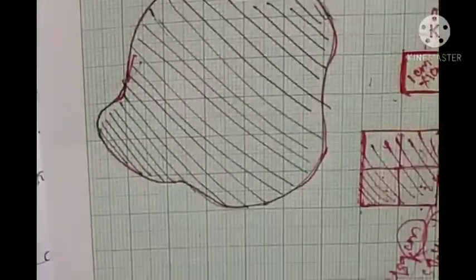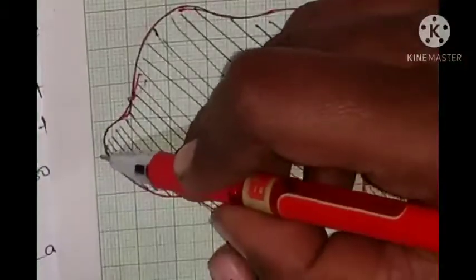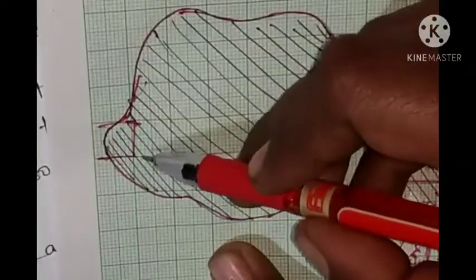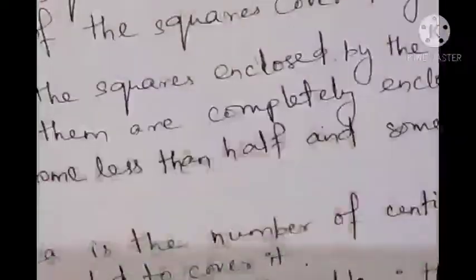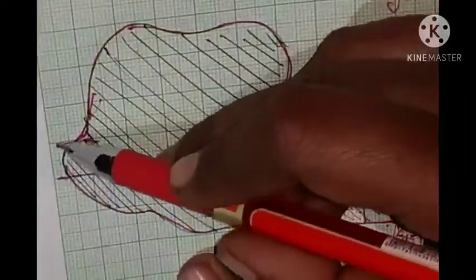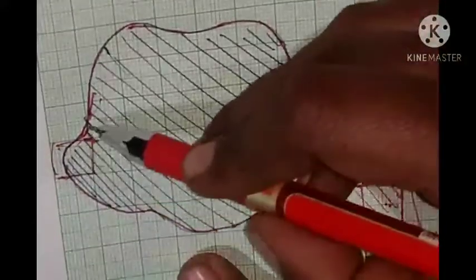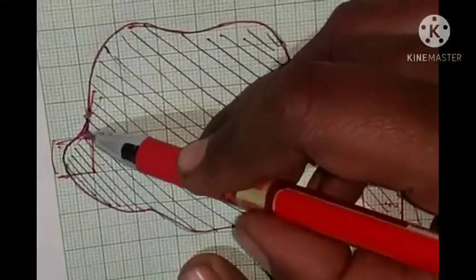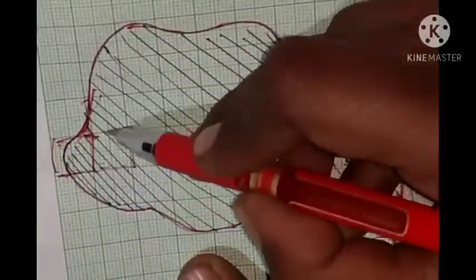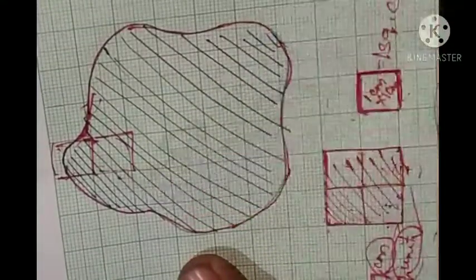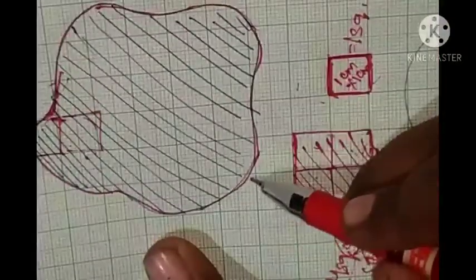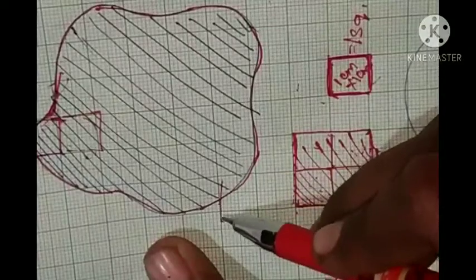Okay, so look at here. Some have more than half, some are covering the, okay, so some are enclosed, some squares are half, more than half enclosed. Here look, this square is more than half enclosed, but here less than half enclosed. Some squares are fully enclosed. Look at here, this square is fully enclosed. Okay, some squares are less than half enclosed. Look at here, it is less than half enclosed.